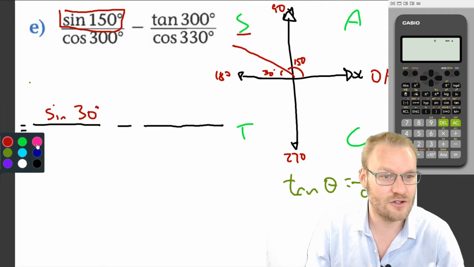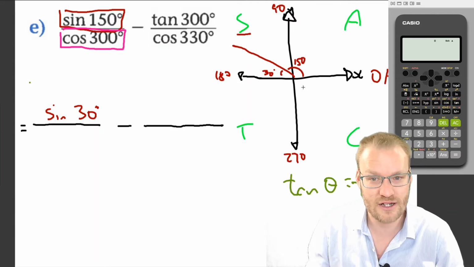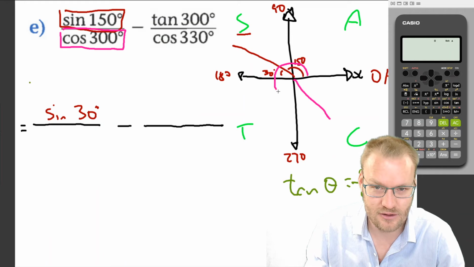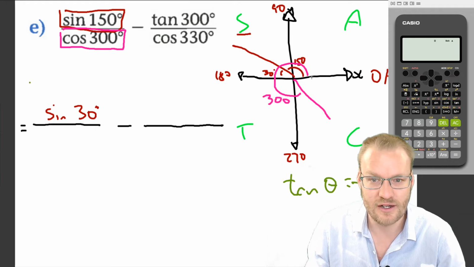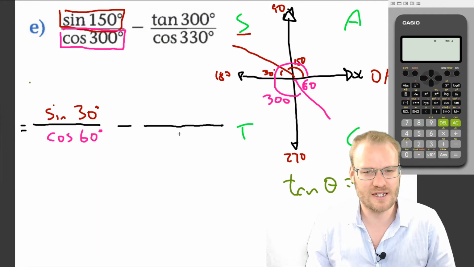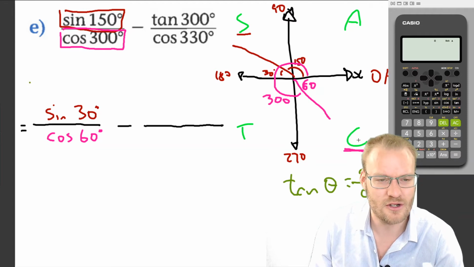Then we can go around and do the same for each of our angles. Cos 300. Which quadrant is 300 in? It's sitting down here in quadrant 4. If this outside angle is 300 and a whole revolution is 360, this must be 60 degrees. So therefore this is cos of 60 degrees. Then we look to see, is it positive or negative? We're in the fourth quadrant, the C cos quadrant, so therefore it's positive.